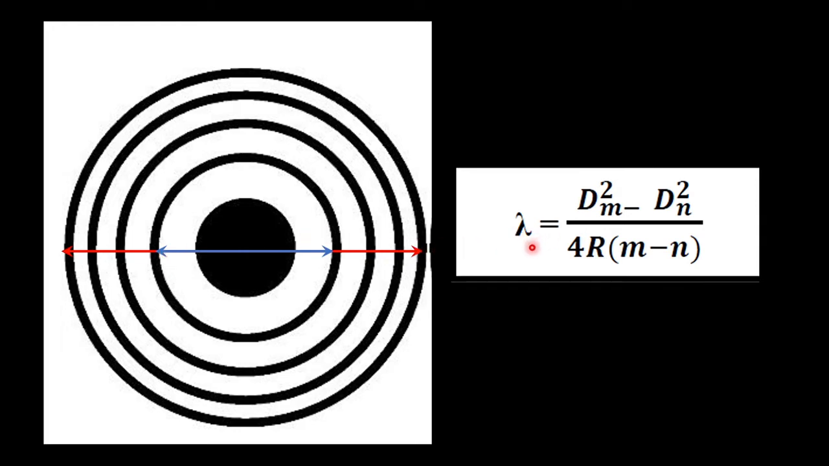So this is the working formula where lambda is (dm square minus dn square) by 4 r (m minus n). dm and dn are the diameters of mth and nth order bright rings, and r being the radius of curvature of the plano-convex lens which will be supplied.